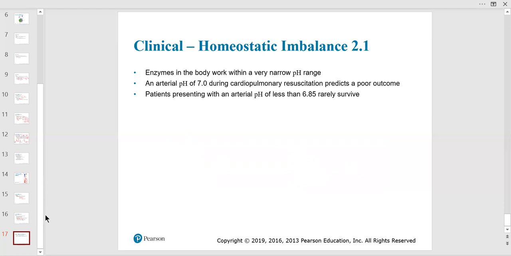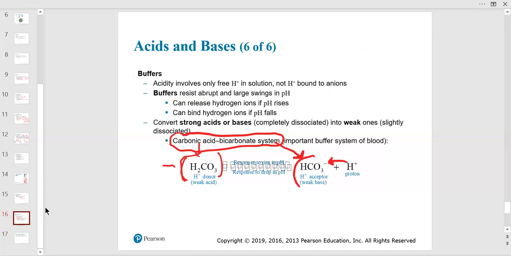Okay? So we'll talk about enzymes later on. There's an enzyme called carbonic anhydrase, ASE at the end there. This system uses that enzyme. So that's the enzyme that catalyzes this reaction, and it goes both ways. You see the water, the H2O, on both sides.